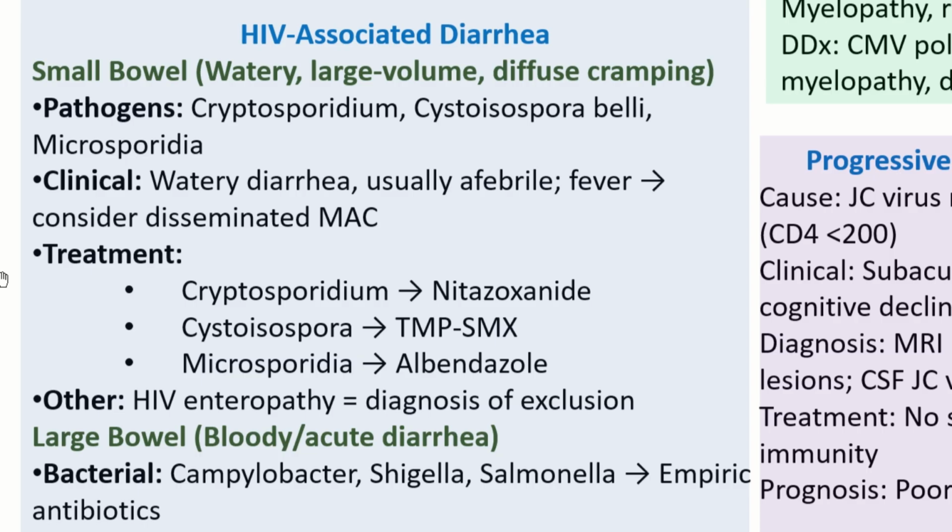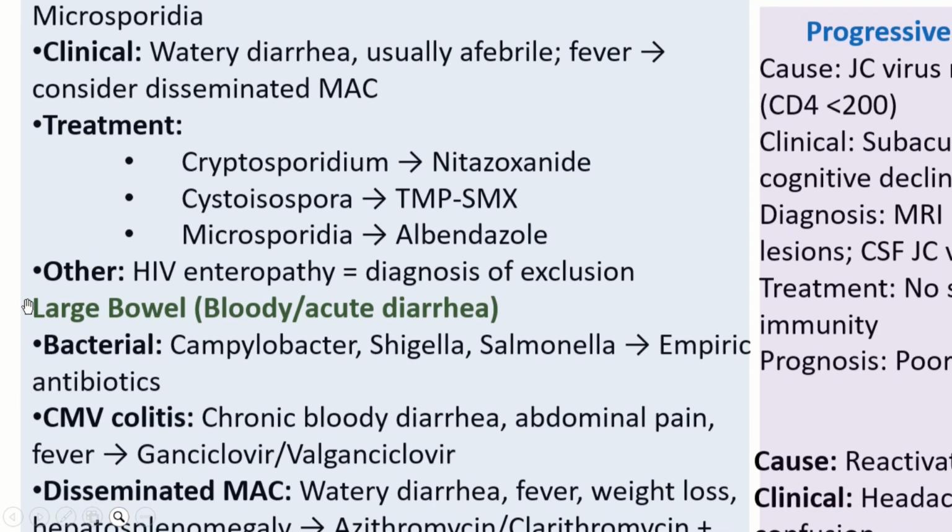So the chronic diarrhea in HIV is going to mostly be from the small bowel. It's going to be caused by the pathogens Cryptosporidium, Cystoisospora belli, and Microsporidia. And these ones are going to cause a watery diarrhea, which is usually afebrile. And whenever we see fever, it is important that you suspect or you find out if this person doesn't have a disseminated Mycobacterium avium complex. Then when we are treating this, for Cryptosporidium, we treat with a drug called nitazoxanide.